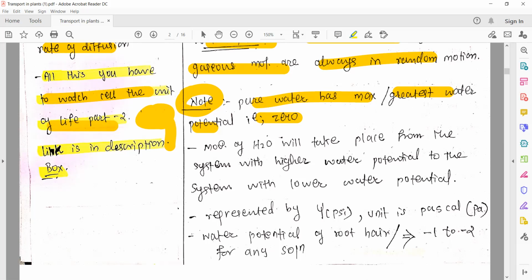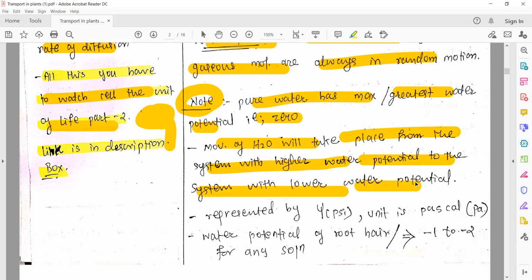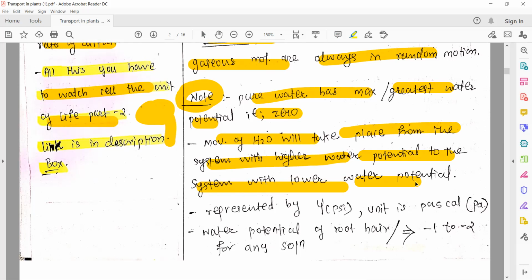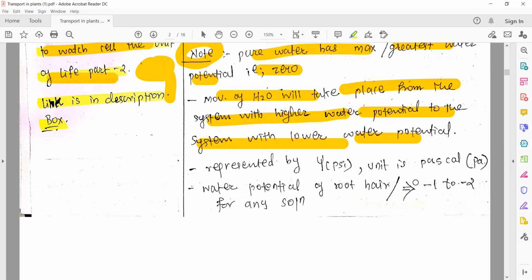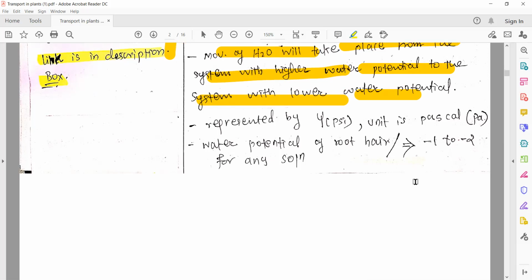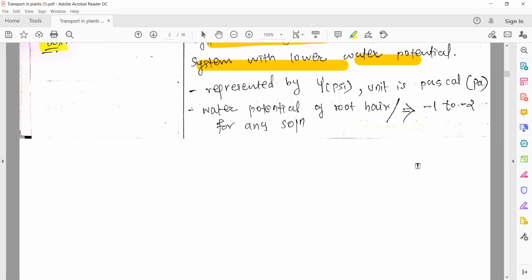Now, movement of water takes place from the system with the higher water potential to the system with lower water potential. Suppose I keep two kinds of liquid in contact with each other, then you should understand that water will move from the higher water potential to the lower water potential. Higher means zero, and lower means there is an impurity present in that water. So let's move ahead.